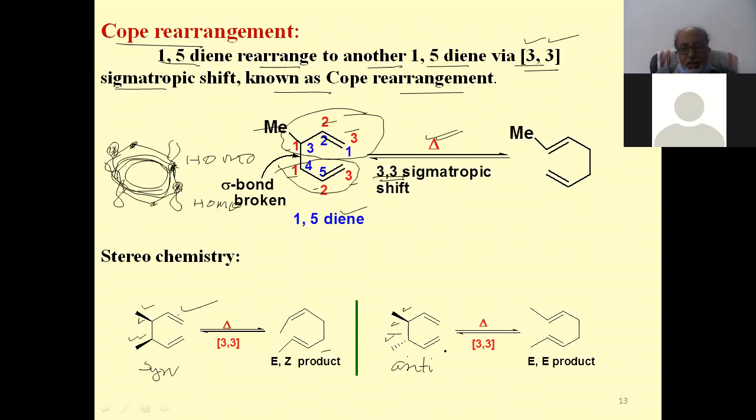Now, if it is anti, we get the E product. That means the double bond is E configuration. This double bond is also E configuration. E, you know that it is equivalent to trans. And if it is syn configuration of these two methyl groups, what we find here is that this becomes Z. You see here, this methyl group is coming this side, so this is equivalent to cis, and this is trans. So this is the EZ product we get.